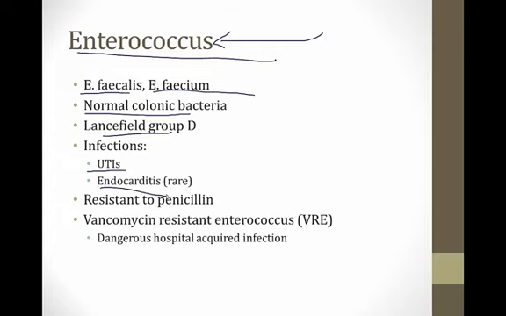One thing that's very high yield to know about Enterococcus is that it is resistant to a lot of antibiotics. It's definitely resistant to penicillin. And there is a variant of Enterococcus that is resistant to vancomycin. It's called vancomycin-resistant Enterococcus, or VRE. And this is a very dangerous hospital-acquired infection. Only a few antibiotics can cover this. And if hospitals have outbreaks of VRE, they have to go to great lengths to try and eradicate the bacteria.